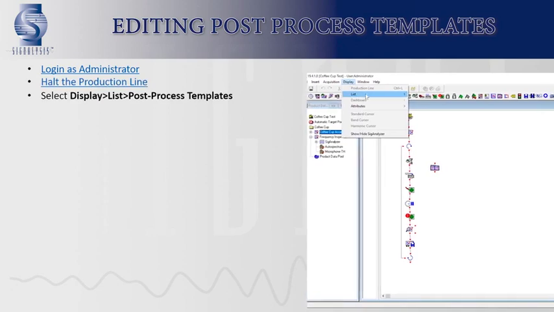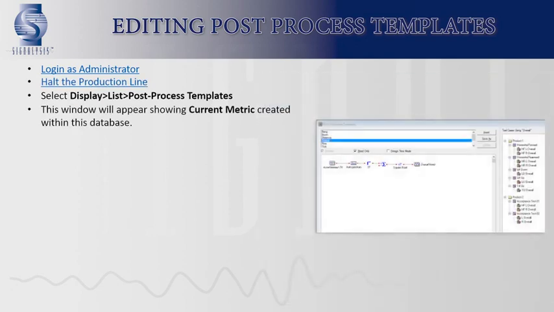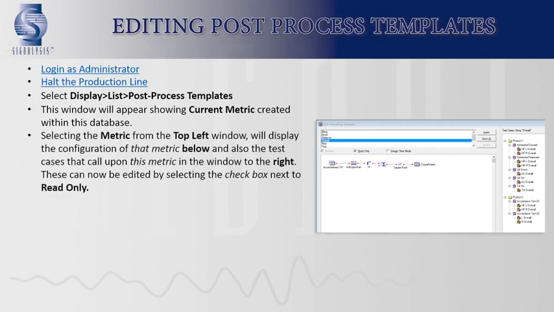Select Display, List, Post-Process Templates. This window will appear showing current metric created within this database. Selecting the metric from the top left window will display the configuration of that metric below and also the test cases that call upon this metric in the window to the right. These can now be edited by selecting the checkbox next to Read Only.